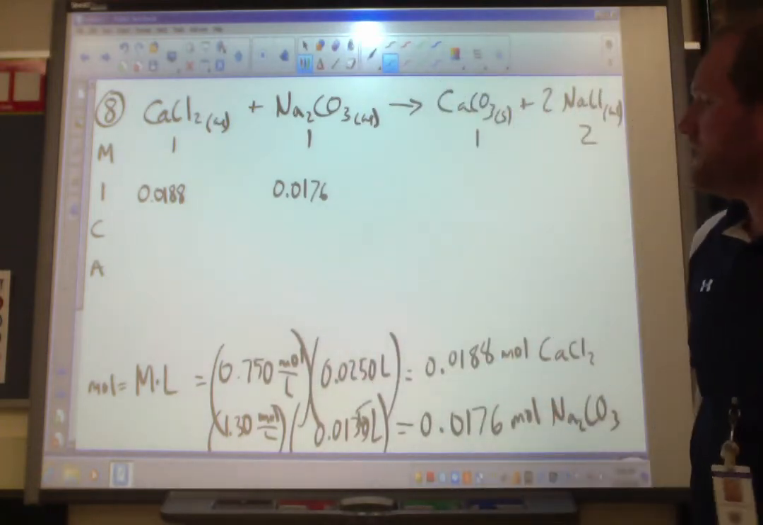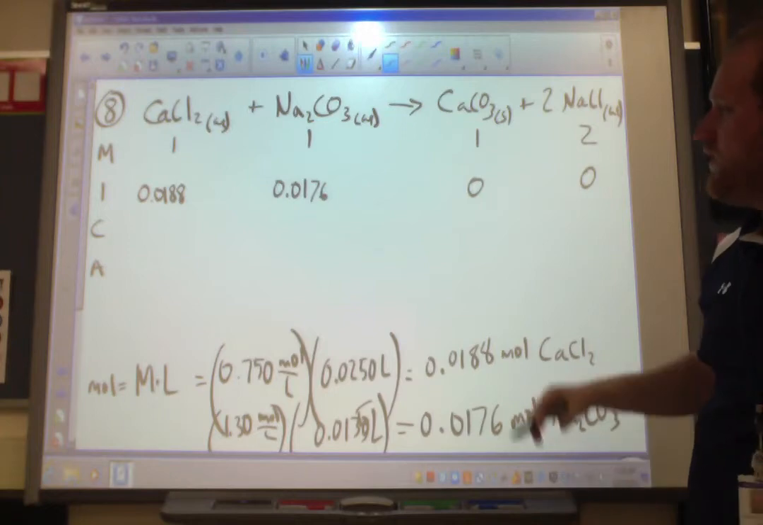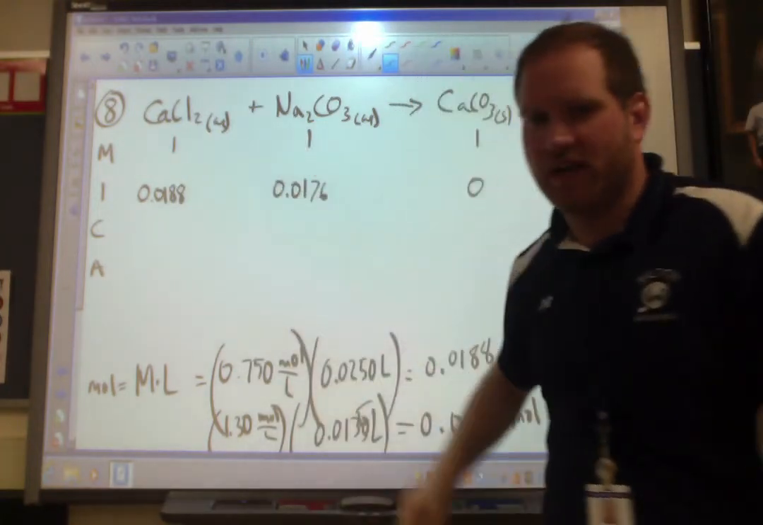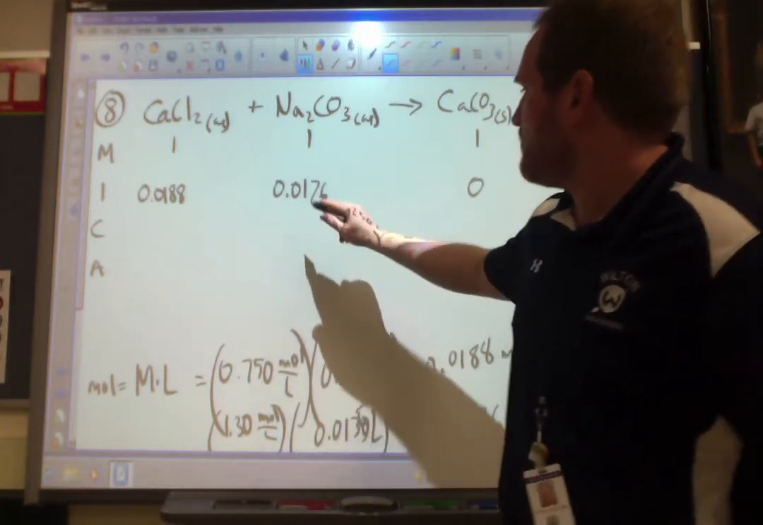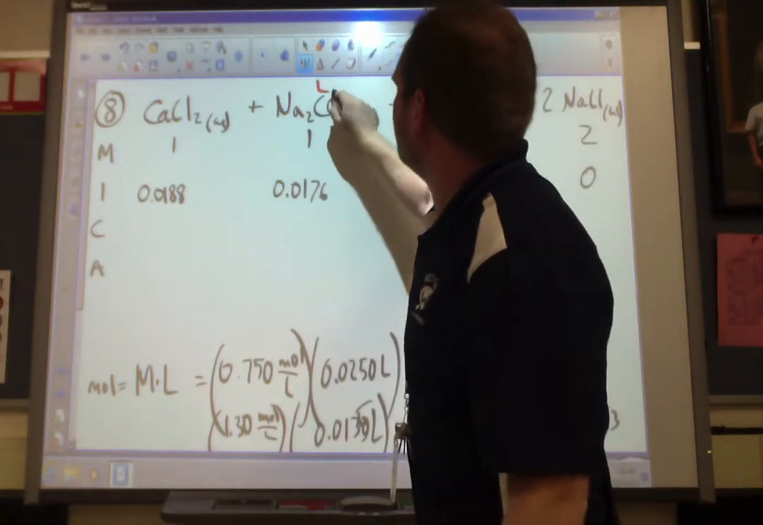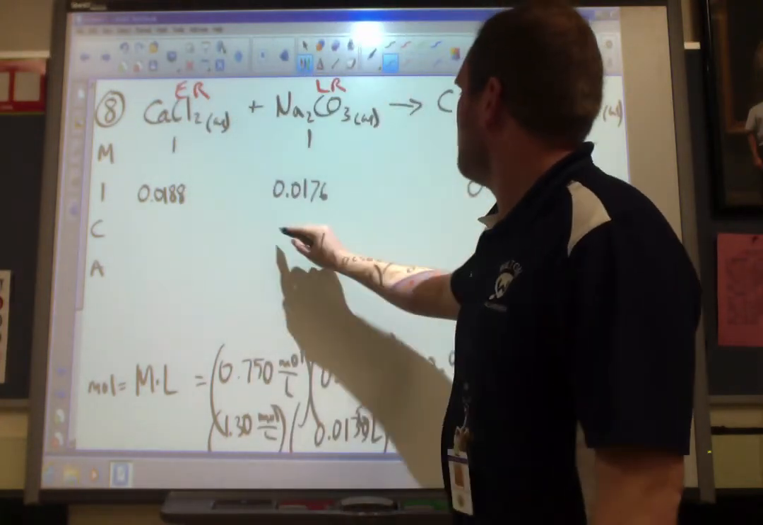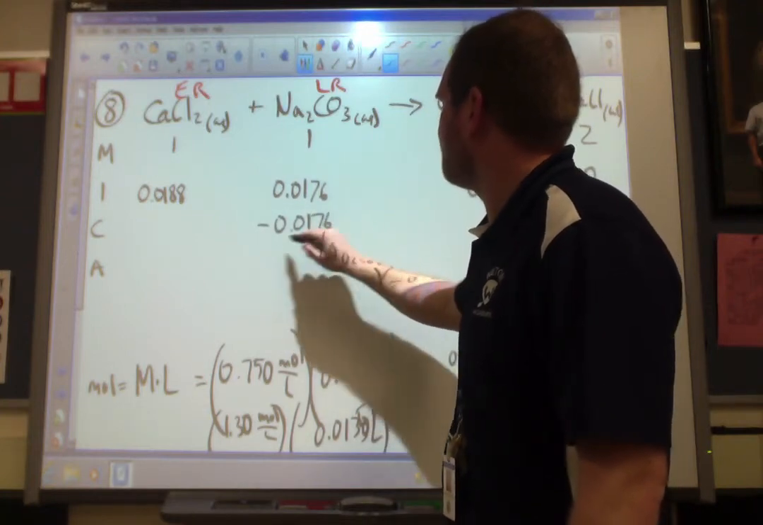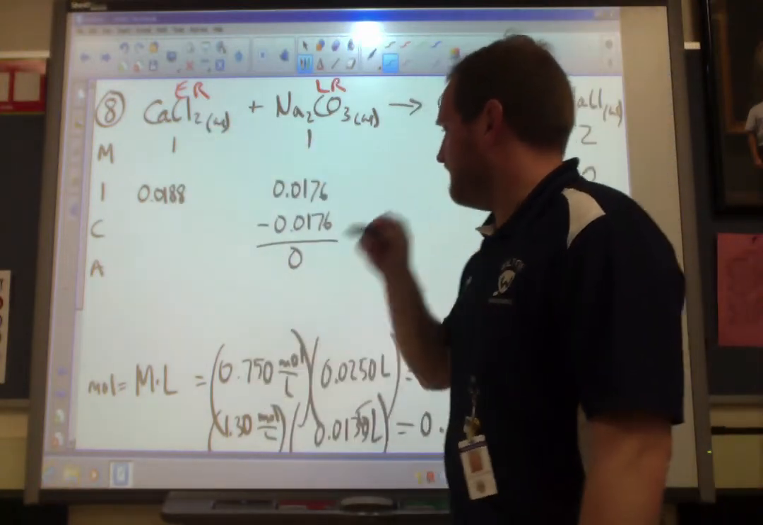Okay? Now at this point, we have 0 of this and 0 of that. We need to find which is my limiting reactant, and since these are a 1-to-1 ratio, it's just going to be whichever one I have less of, because they're going to be used up at the same rate. So clearly this is going to be my limiting reactant, and this is going to be my excess reactant. So the limiting reactant gets completely used up. And let's see how much of this gets used up.